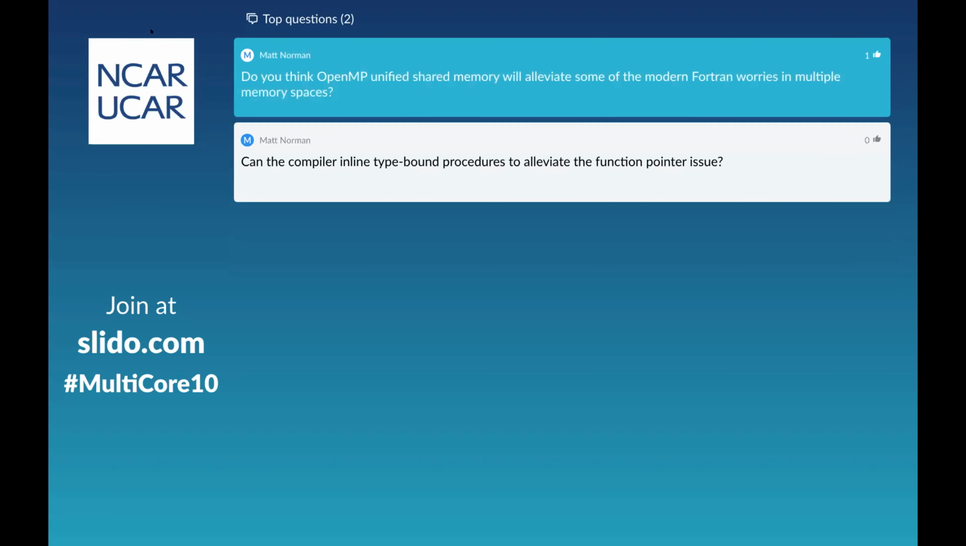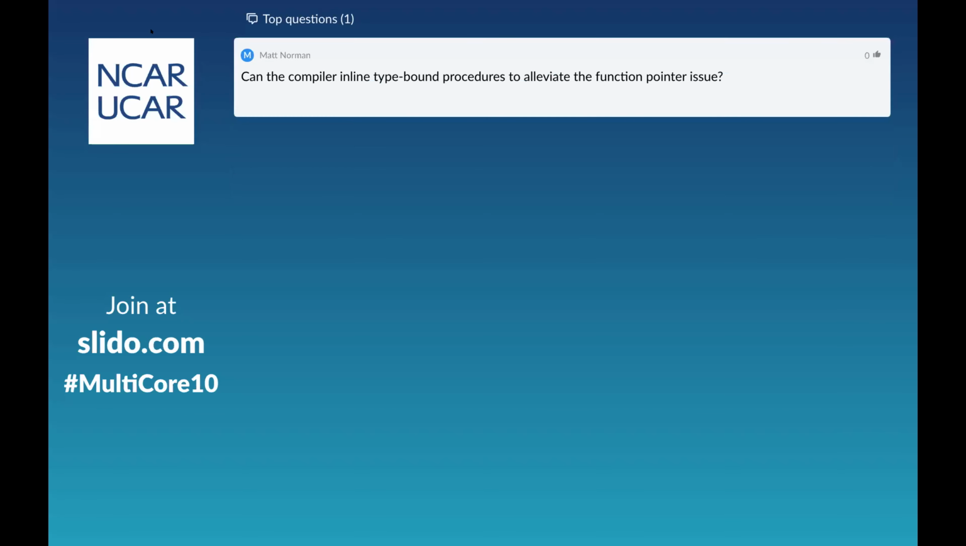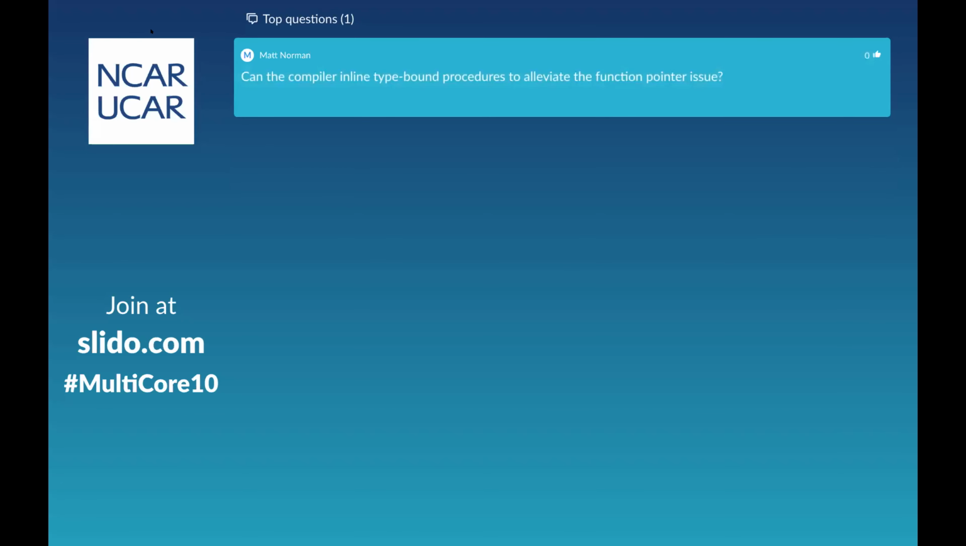Matt asks, do you think OpenMP unified shared memory will alleviate some of the modern Fortran worries in multiple memory spaces? Yes, almost certainly. And in fact, we're counting on MPI Direct to help with the MPI communication on GPUs. And let's see, can the compiler inline type-bound procedures to alleviate the function pointer issues? I'm sure it could, but that still leaves us with the question of how do we access them through our types? I don't think the issue is inlining.